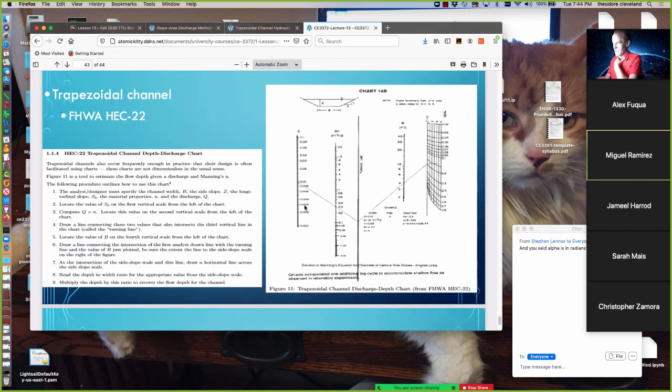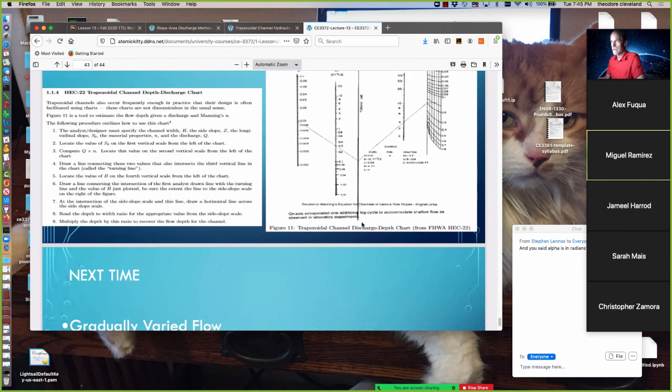So nowadays that probably seems kind of silly, but this was the state-of-the-art computational tool not that long ago, and it's essentially a graphical solution to what we can accomplish with a web calculator now.